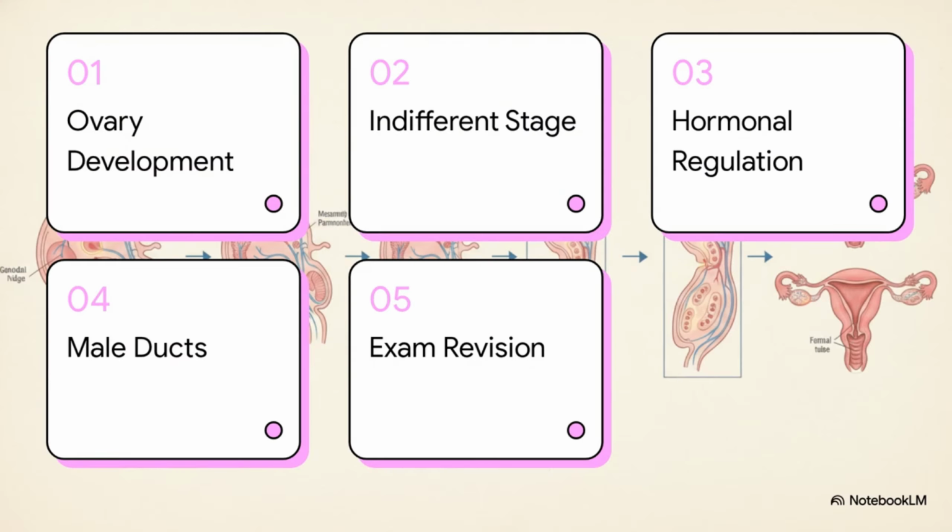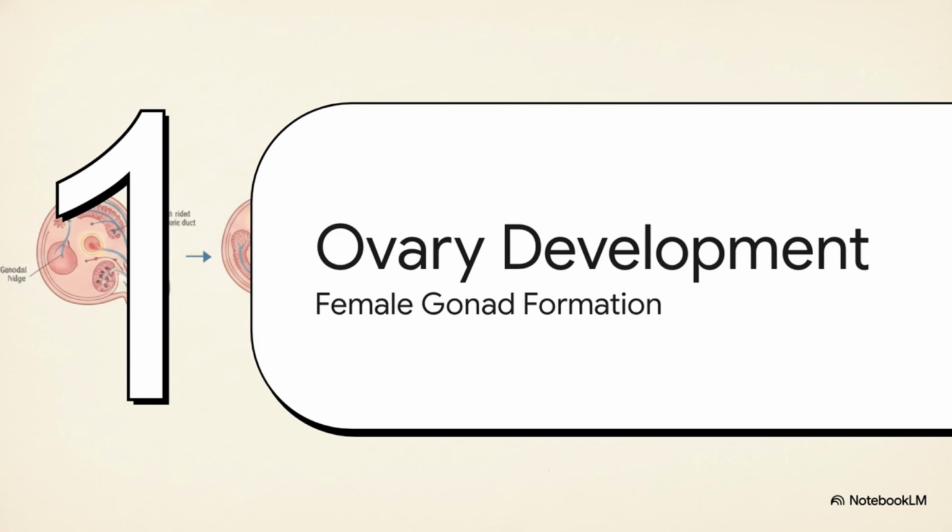Okay, here's our roadmap for this explainer. First up, development of the ovary. Then the indifferent genital duct stage, followed by the hormonal regulation of those ducts. After that, we'll map out the male genital duct derivatives, and we'll wrap the whole thing up with a rapid-fire high-yield exam revision. Section 1. Development of the ovary, looking specifically at female gonad formation.